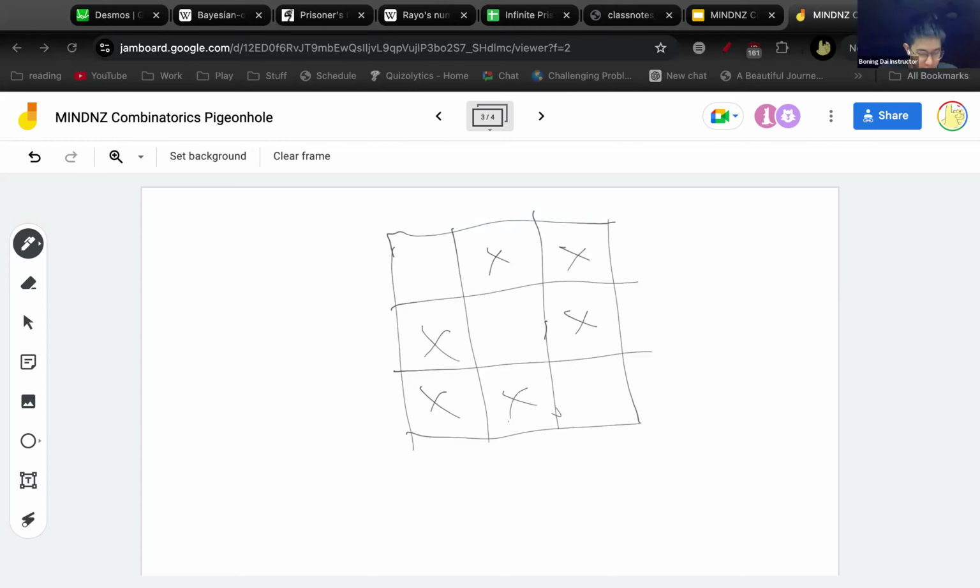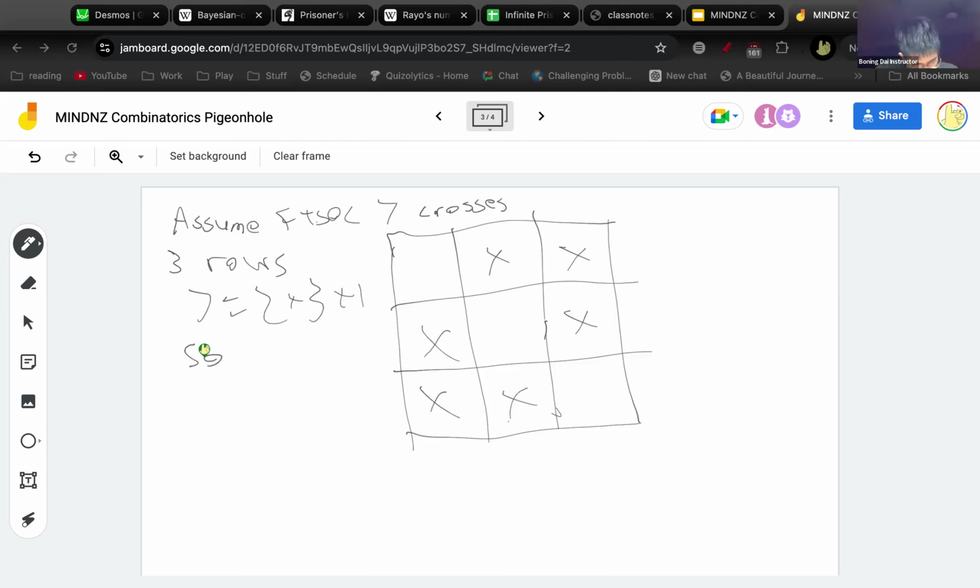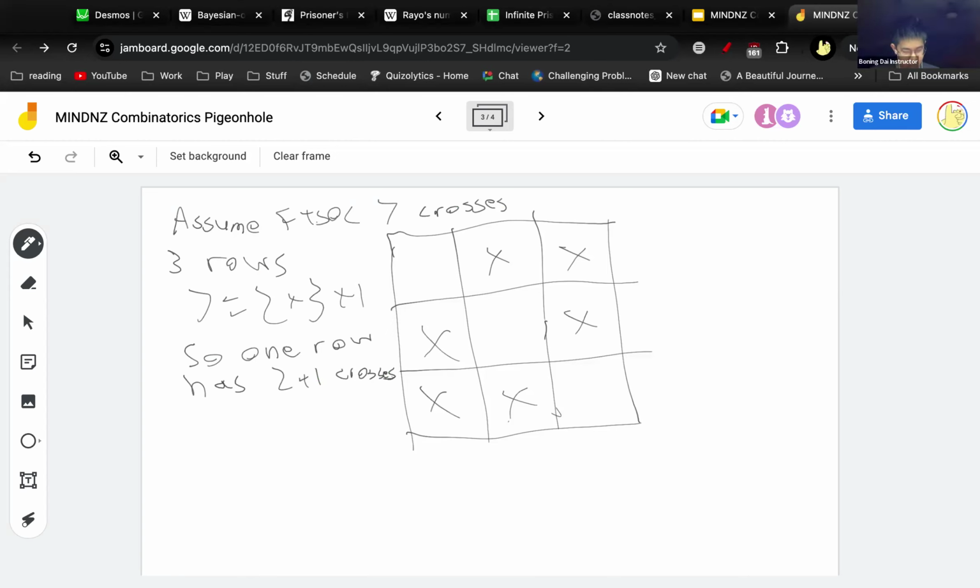So now let's prove the construction. Assume, for the sake of contradiction, that there are 7 crosses. But then there are only 3 rows, and 7 is equal to 2 times 3 plus 1. So one row has 2 plus 1 crosses. If you have 7 crosses and you're trying to fit them into 3 rows, you can't possibly have all 3 of them having fewer than or equal to 2 crosses, right? Because that only accounts for 6. Because there's 7, there must be a row with 3 crosses, which is 3 in a row, which is bad.